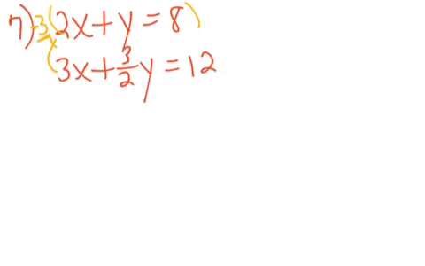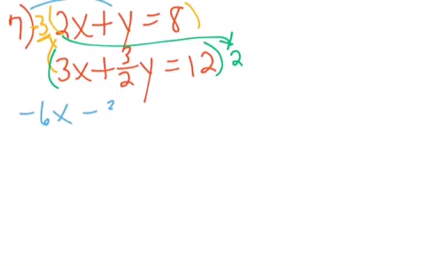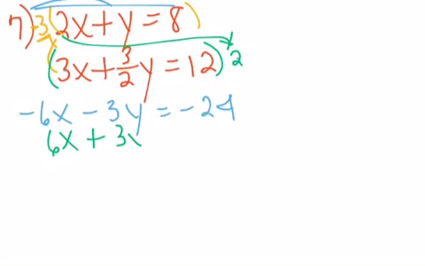Then this equation would have to be multiplied by 2 because that's the coefficient of x in the first equation. So now if you distribute, negative 3 times 2 is negative 6x. Negative 3 times y is negative 3y. And negative 3 times 8 is negative 24. Now, 2 times 3x is 6x. 2 times 3 halves y is plus 3y. And 2 times 12 is a positive 24.